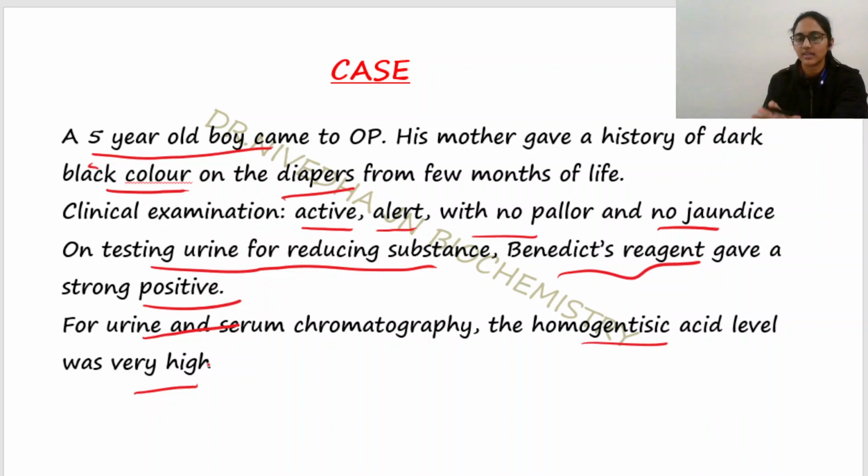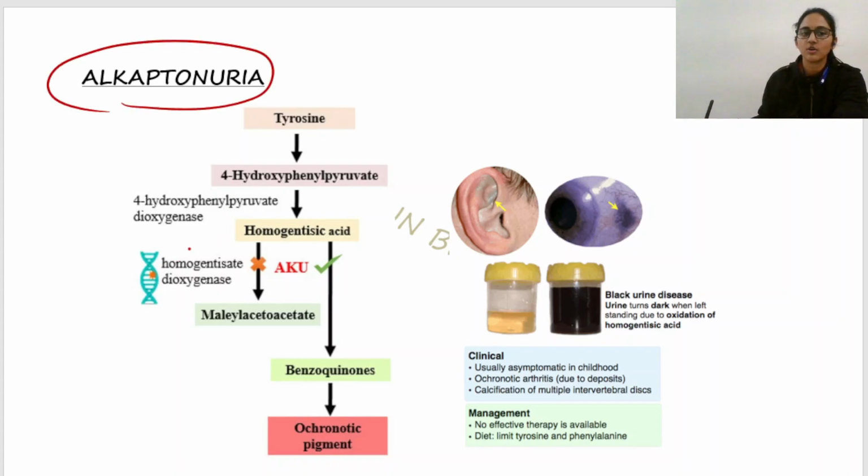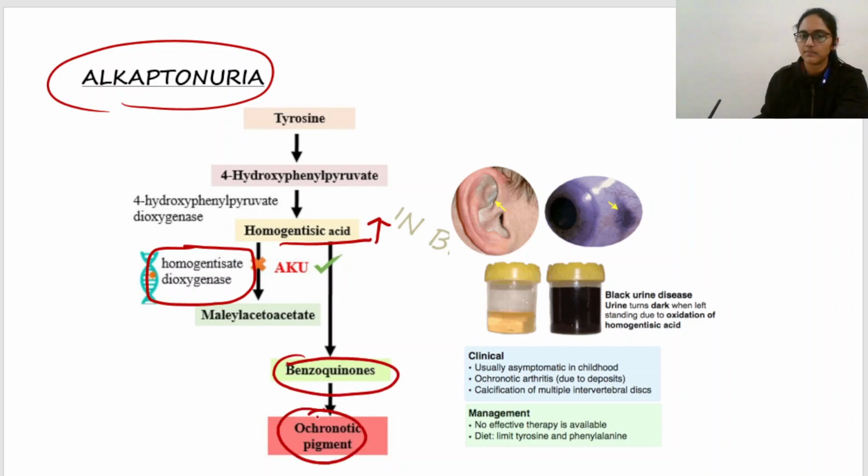So this is also given. Homogentisic acid level was high. That is also given. So it very clearly points to alkaptonuria. Yes, points to alkaptonuria. Now what is the deficiency in alkaptonuria? It is homogentisic acid oxidase deficiency. So homogentisic acid gets accumulated, that gets oxidized to benzoquinone acetate, that is the ochronotic pigment. That is responsible for turning urine to black on standing.